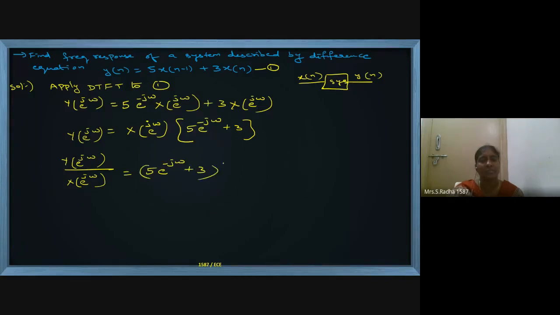This is the transfer function, because this is nothing but H of e power j omega. This is the transfer function or system function. This is the final answer: 3 plus 5 into e power minus j omega. Other name is frequency response or system function. All are one and the same. One last problem in DTFT. With this, I will close DTFT.